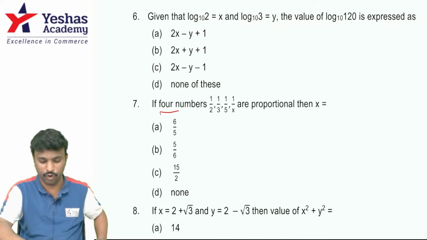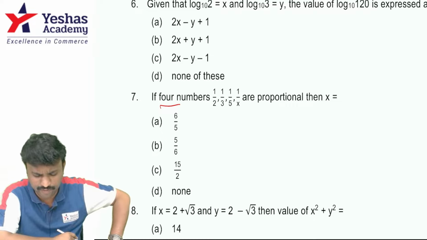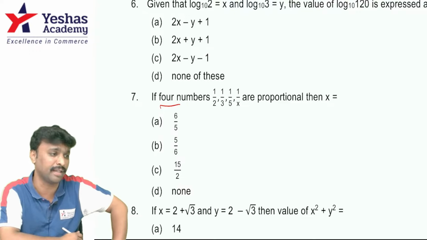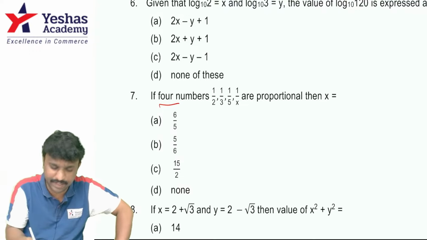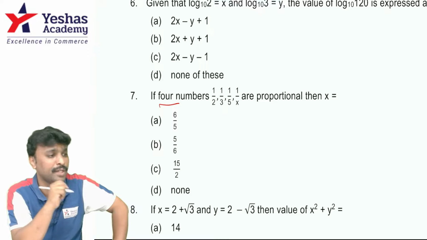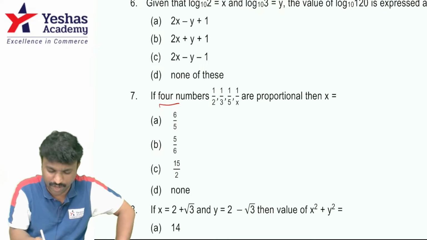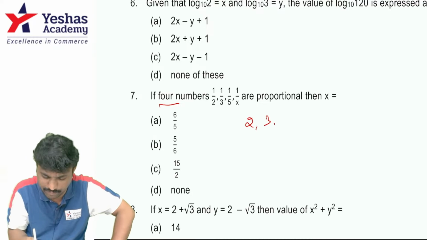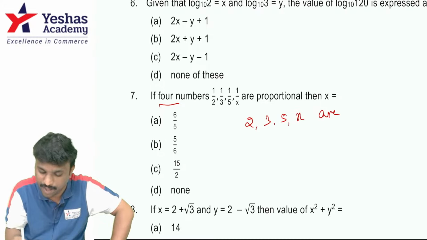Question number 7. Four numbers 1 by 2, 1 by 3, 1 by 5, 1 by x are in proportion, then the value of x. Guys, I gave you a basic that whenever A, B, C, D are in proportion, then the reciprocals are also in proportion. Yes or no? So 1 by 2, 1 by 3, 1 by 5, 1 by x are in proportion. Definitely 2, 3, 5, x are also in proportion.